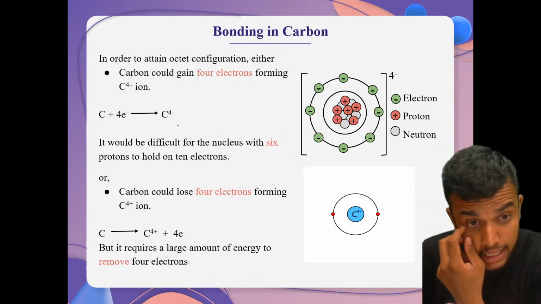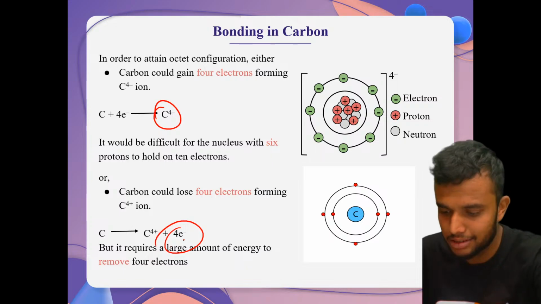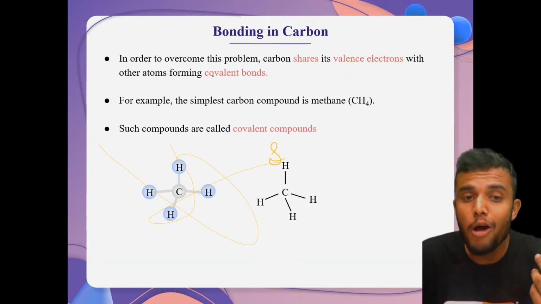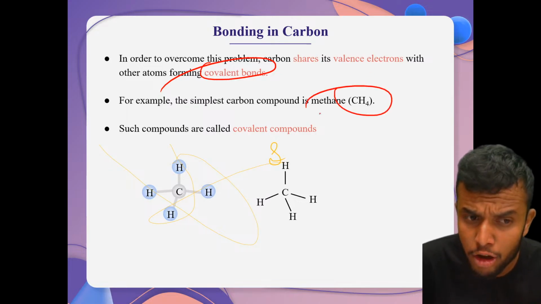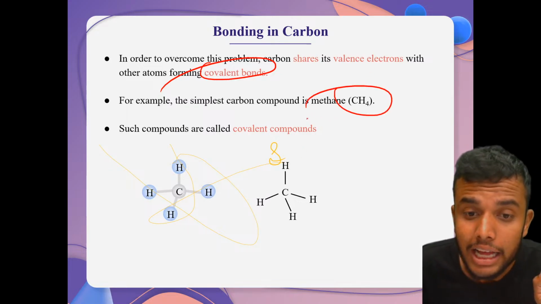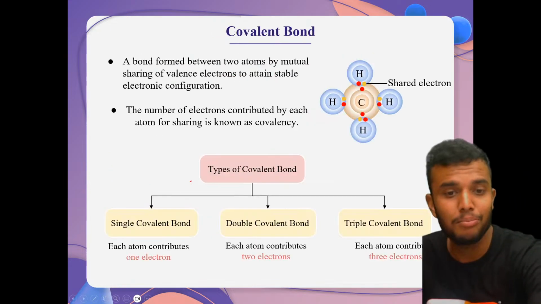Students, either it releases or it gains, we already know. It forms new bonds called covalent bonds, either with other non-metals or metals, with everything. The CH4 methane molecule is the smallest or simplest carbon compound, students.